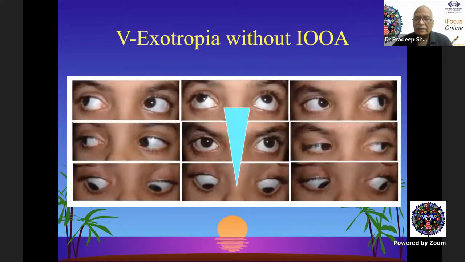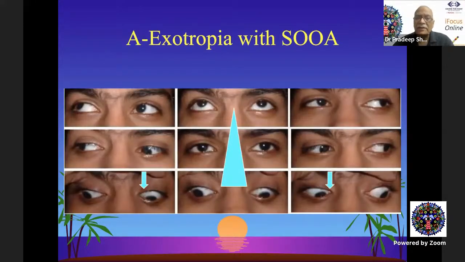Here you have another case in which there is a V pattern, but if you look carefully, you don't find the over elevation in adduction. So there is no inferior oblique overaction in spite of a significant V pattern. So there can be a V pattern without significant overaction of the inferior oblique. Similarly, there can be A patterns.